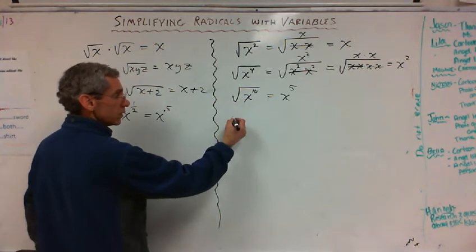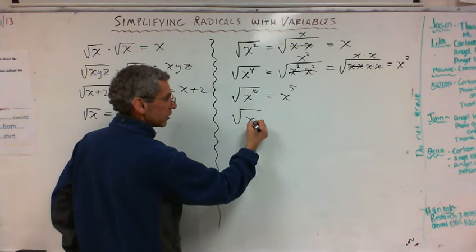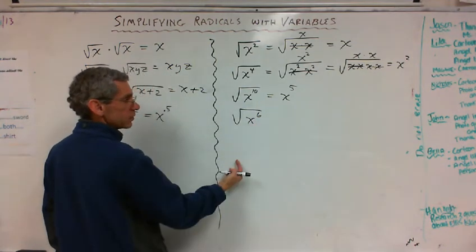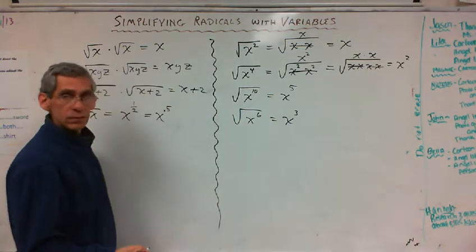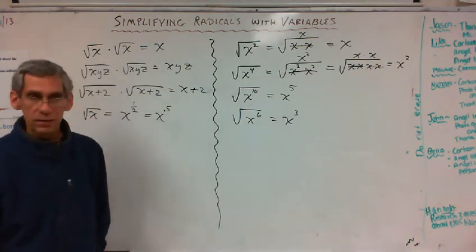So, that's why. Let's try this. Square root of x to the 6th. What's half of 6? 3. So the answer is x to the 3rd. Pretty easy, right? What if it's like 5?